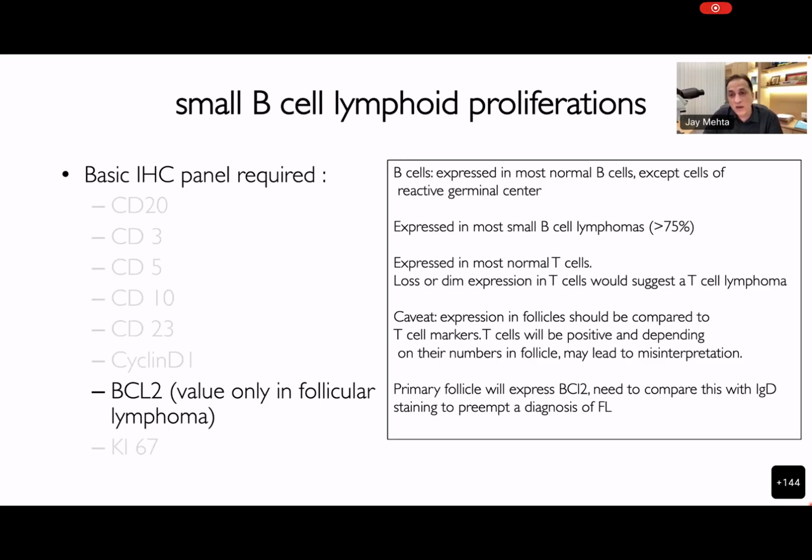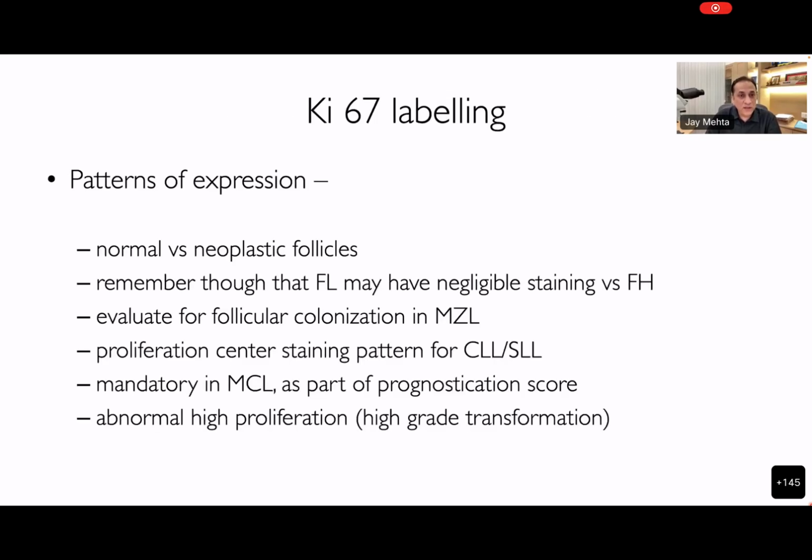So if you see a primary follicle and it's all BCL2 positive, and obviously CD20 positive, if it expresses IgD diffusely, that means it's a primary follicle and unlikely to be a follicular lymphoma. Ki-67 is also an important help to use when you have follicular lymphoma versus a reactive follicle. I showed you those pictures.